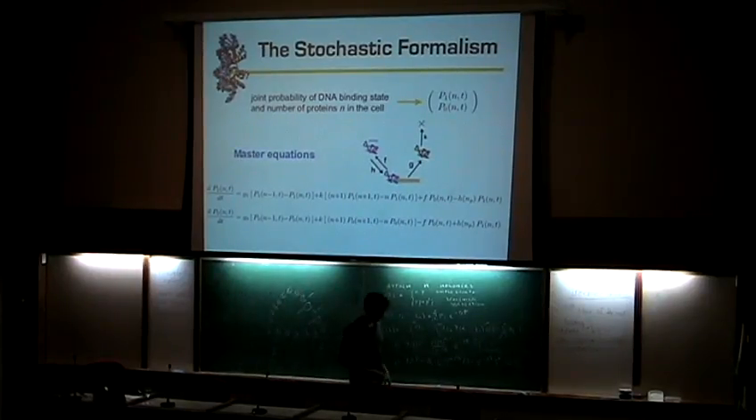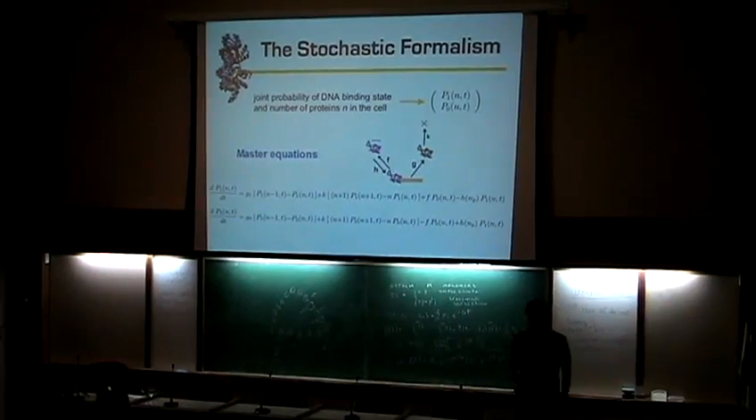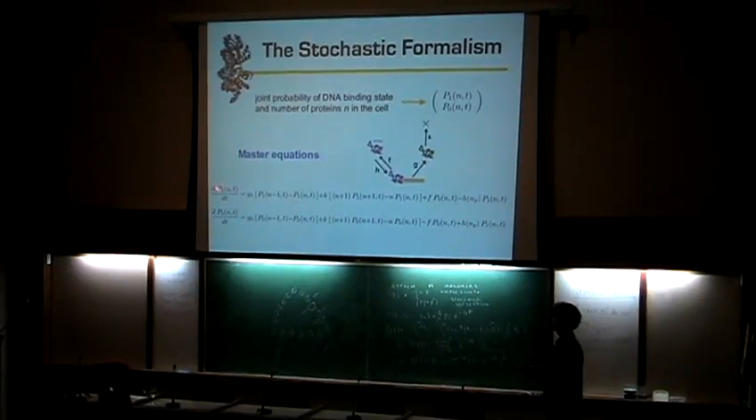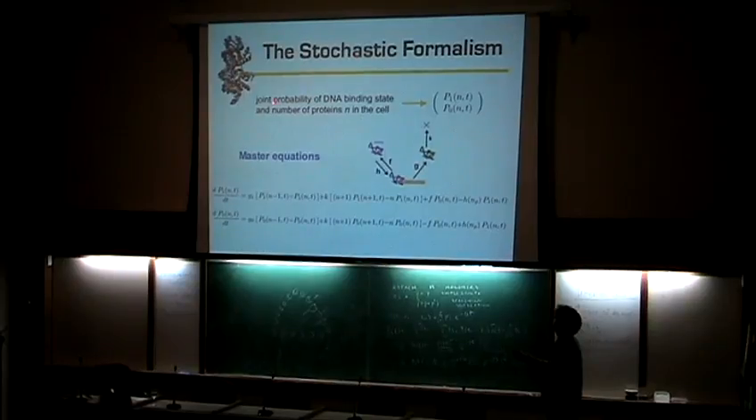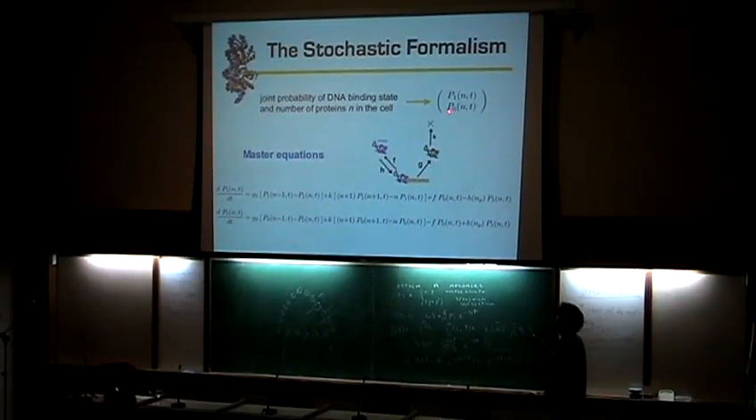So then we end up describing the system with master equations, which is basically, if you describe your system, the state of your system includes the binding state of the DNA. We're going to call it 1 here when it's unbound, and 0 here when it's bound, and the number of proteins. So your single gene is going to be described by the number of proteins and if the DNA is bound or not. This P1 of n,t is the probability of the gene being unbound and you having n proteins.